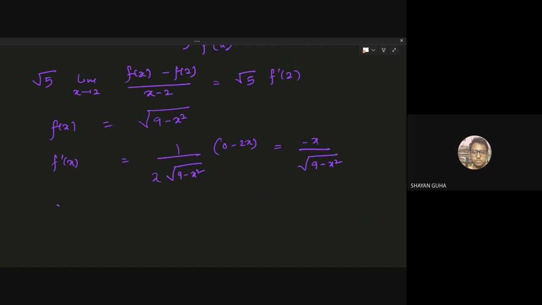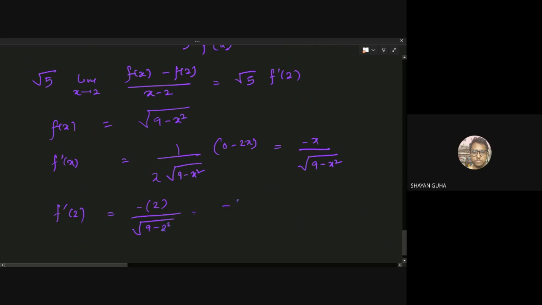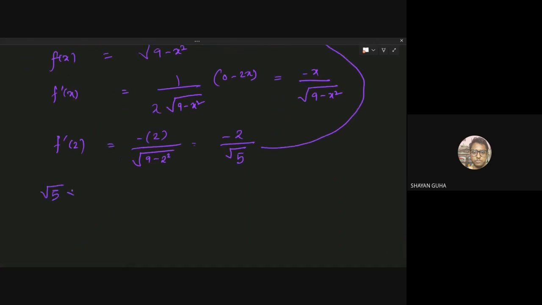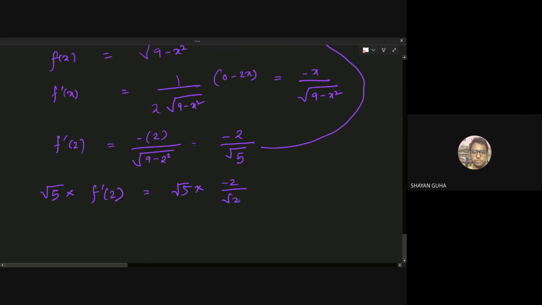Now I need the derivative at the point 2, so I will be calculating f dash 2. This will give me minus 2 divided by root over 9 minus 2 square, which becomes minus 2 divided by root 5. If I put this value here, I will get root 5 into f dash 2, which is nothing but root 5 into minus 2 by root 5. So ultimately this will give me minus 2.